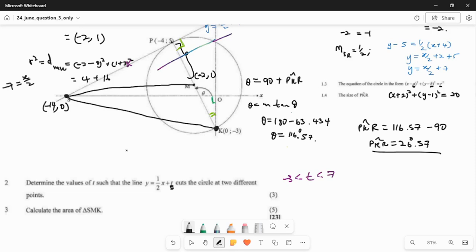So we can use the cosine method to find at least one of these sides, and then we can say our area of triangle SMK is half, or rather we can select at least two sides and then multiply by sine of at least one angle. Let's see.